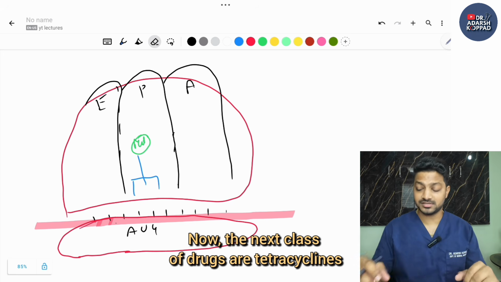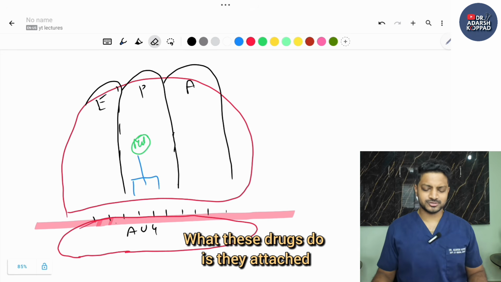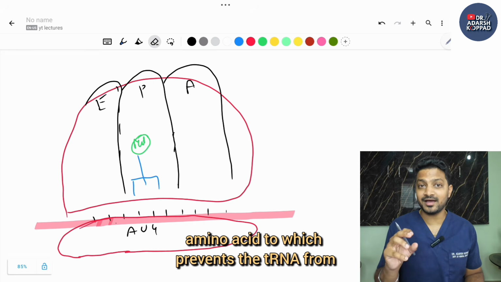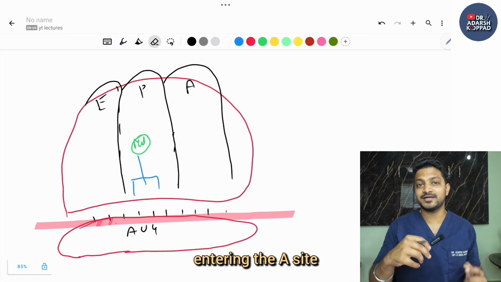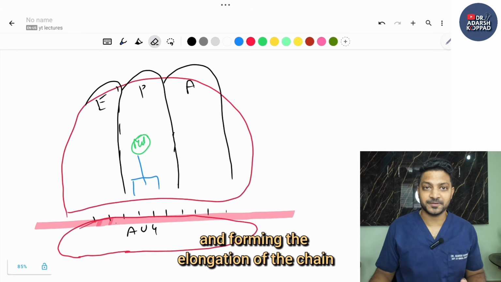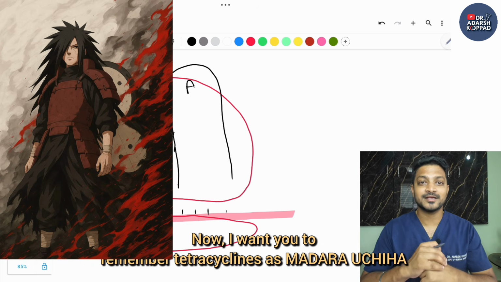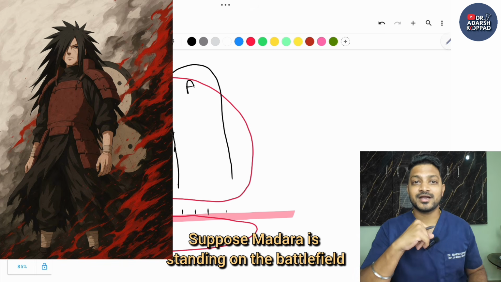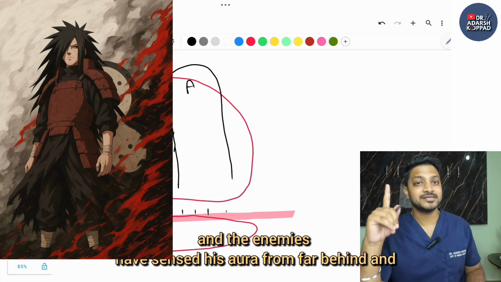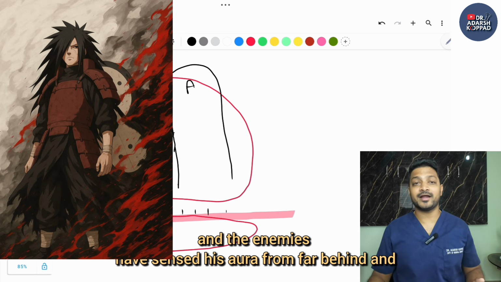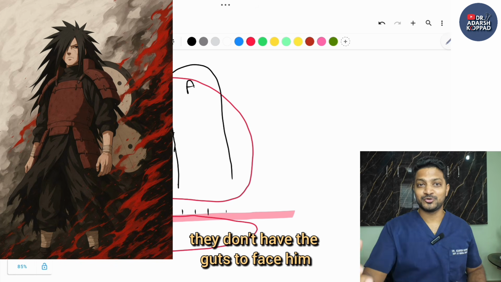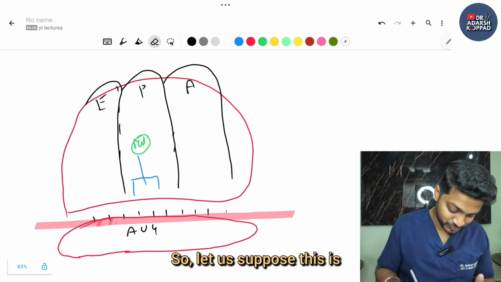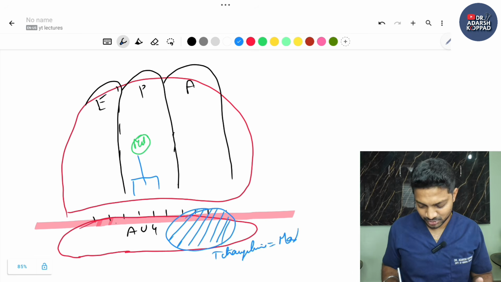Now the next class of drugs are tetracyclines. What these drugs do is they are attached to the 30S ribosome near the A site, which prevents the tRNA from entering the A site and forming the elongation of the chain. Now I want you to remember tetracyclines as Madara Uchiha. So what he does, suppose Madara is standing on the battlefield and the enemies have sensed his aura from far behind and they don't have the guts to face him, so no enemy dares to face him head on, right? So let's suppose this tetracycline is your Madara Uchiha.